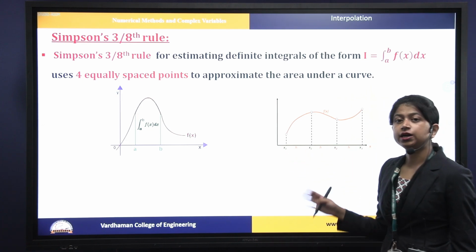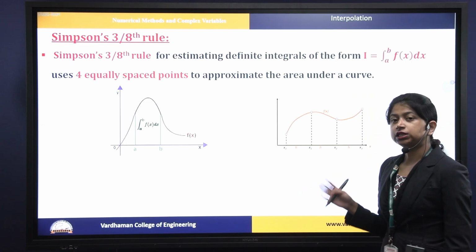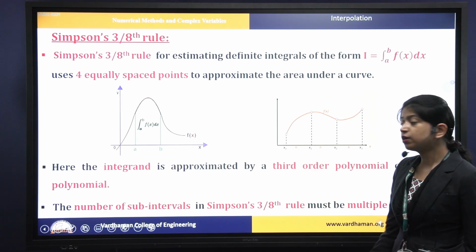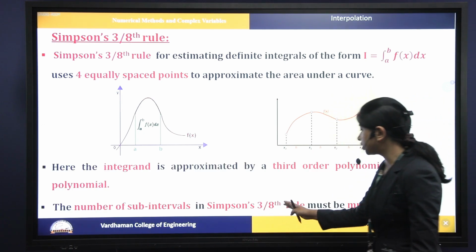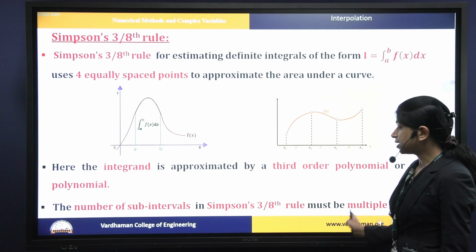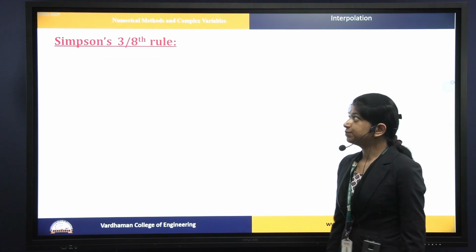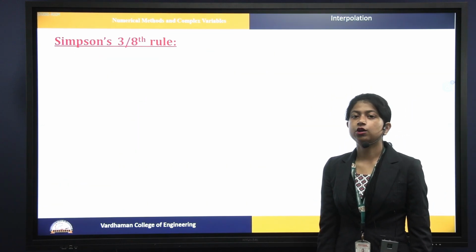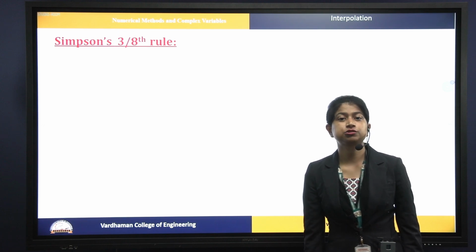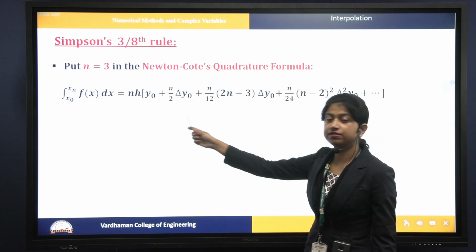Now as here n equal to 3, the integrand is approximated by a third order polynomial or cubic polynomial, and the number of sub-intervals in Simpson's 3/8 rule must be a multiple of 3. The sub-intervals can be 3, can be 6, can be 9, and so on. The Simpson 3/8 rule, we can obtain from the Newton-Cotes quadrature formula by putting n equal to 3 in it. So here is the Newton-Cotes quadrature formula which is given by this.